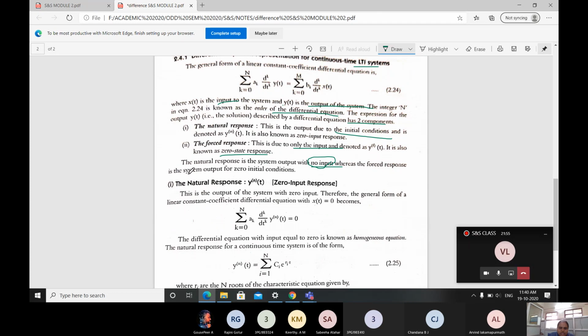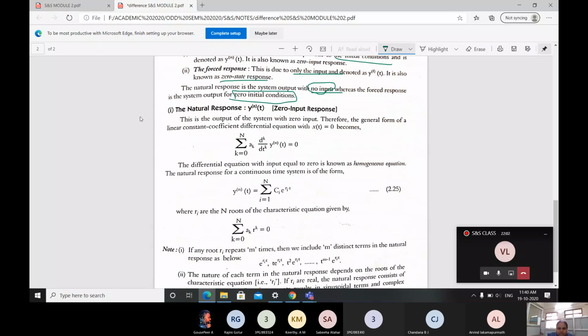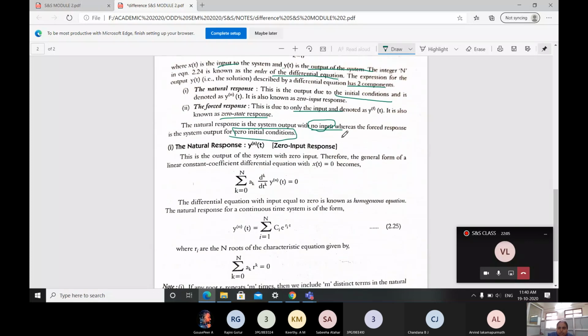Whereas the forced response is the system output for zero initial condition. In the natural response, no input means it will be zero; in the forced response, it means zero initial condition. You can differentiate them when you solve the problems. The first one, the natural response y^(n)(t), the zero input response, is the output of the system with zero input.